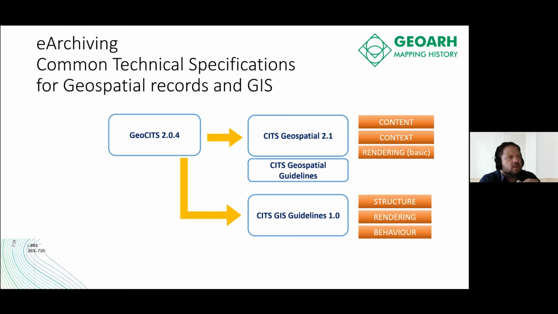And the second thing is the common technical specification for the GIS system, where we actually describe some standards that can help us define structure, rendering, and behavior of it. Now, due to our short time in this field, we started with some basics. There are still a lot of things that we need to develop.